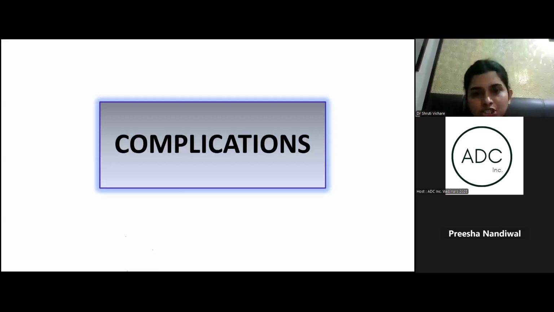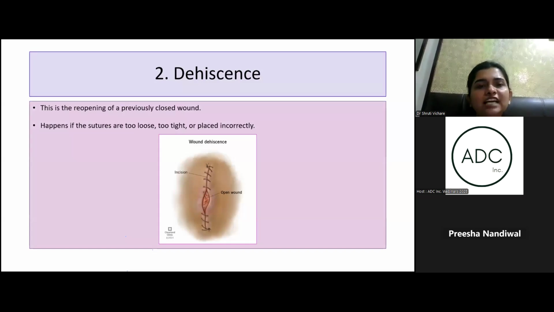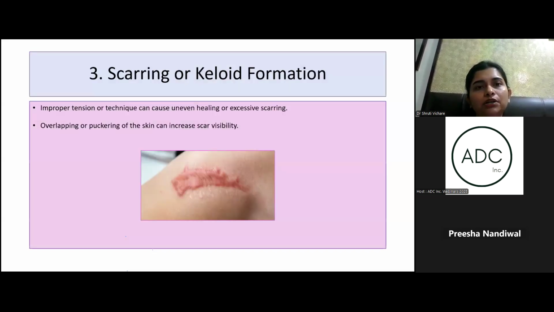Now about complications, I won't be able to give an in-depth explanation of the complications here. I'm really sorry for that, but I would like to just touch on them. Infection is a very common complication related to sutures. Dehiscence is nothing but opening or reopening of a previously closed wound. Why that happens and what can be done, we can't cover here.